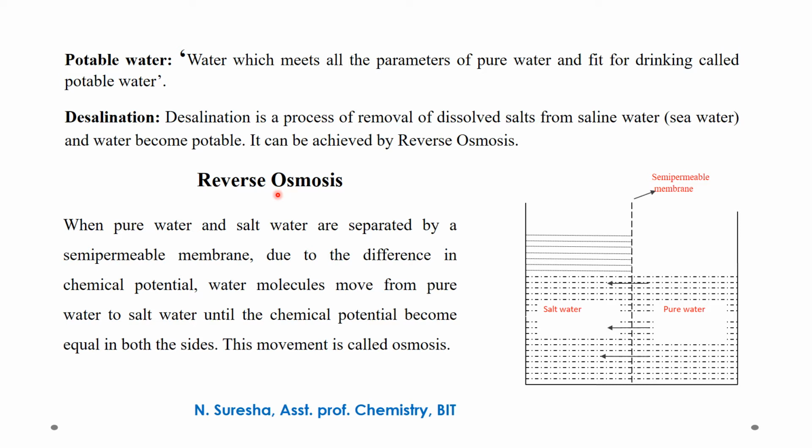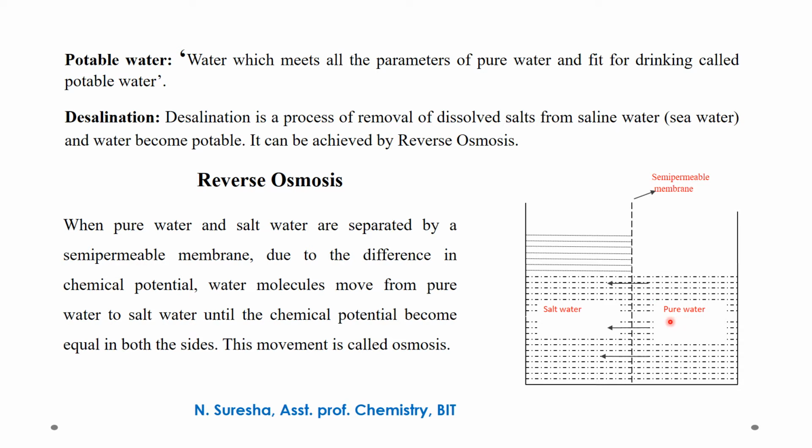We know what is osmosis. When pure water and salt water are separated by a semi-permeable membrane, the water molecules will move from pure water to salt water through the semi-permeable membrane, and this process is called osmosis. It is because of the difference in chemical potential of salt water and pure water.